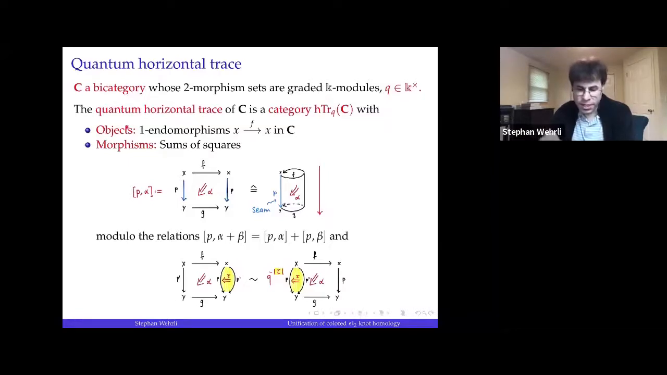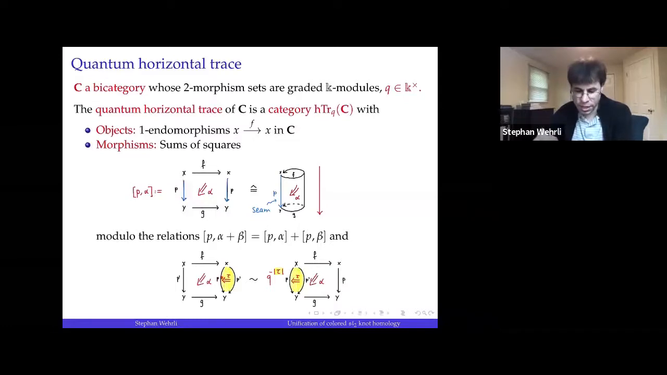The objects in this category are just one endomorphisms in the original bicategory C, and the morphisms between two such one morphisms are such squares. So this would be a morphism from the endomorphism F to the endomorphism G. We have some endomorphisms at the top and the bottom, and then you have some morphisms on the sides, and then you have a two morphism that goes from this composition to this composition. And we consider linear combinations of such squares, and we also impose a relation.